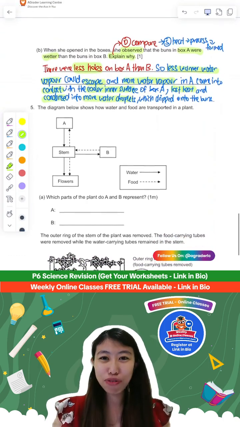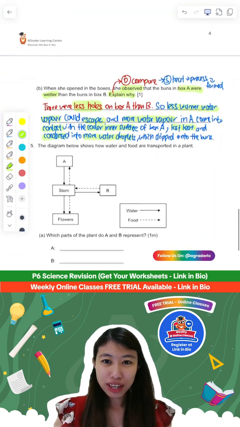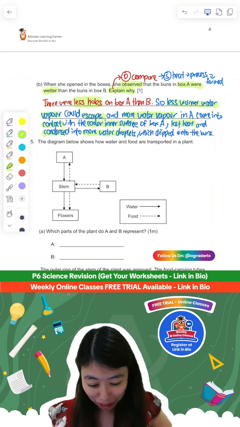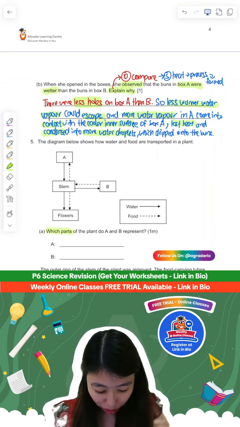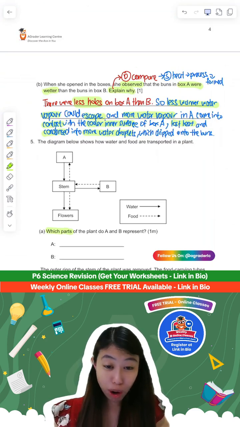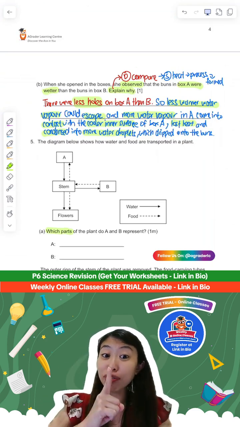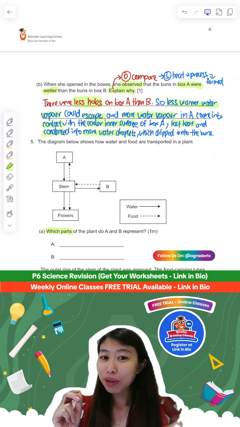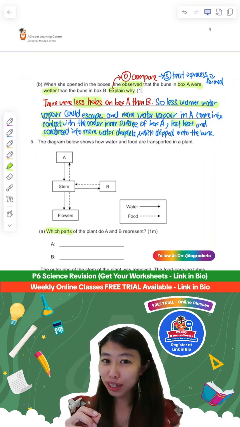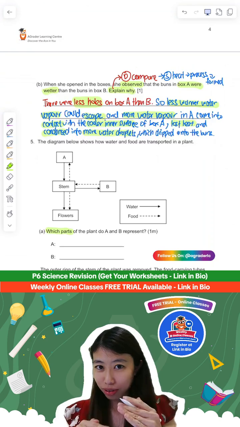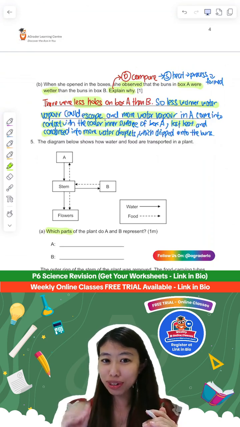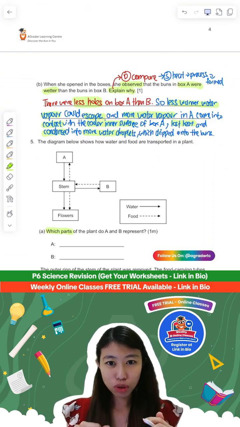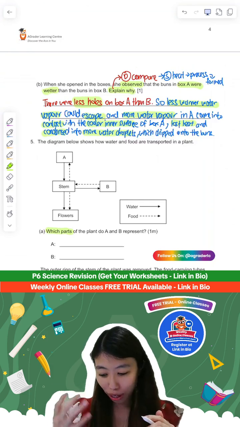So everyone, let's look at 5. It says that the diagram below shows how water and food are transported in the plant. Which parts do A and B represent? Now just look at the direction of the arrow. Water is a solid line arrow. Food is the dotted line. Dotted arrow is food. Solid arrow is water. So what do you think is A? Or what do you think is B?